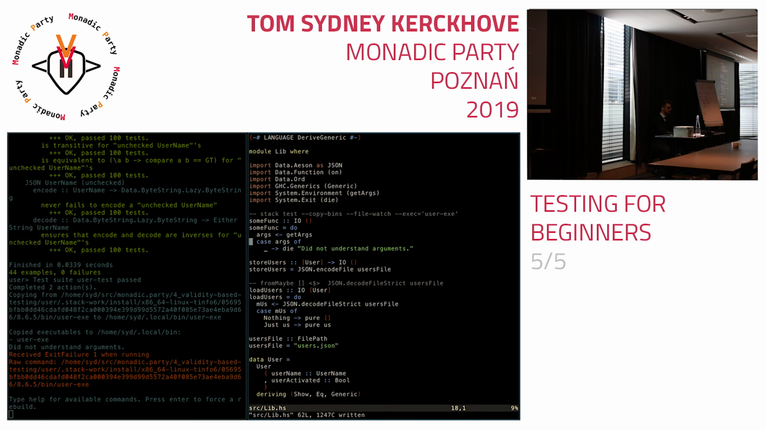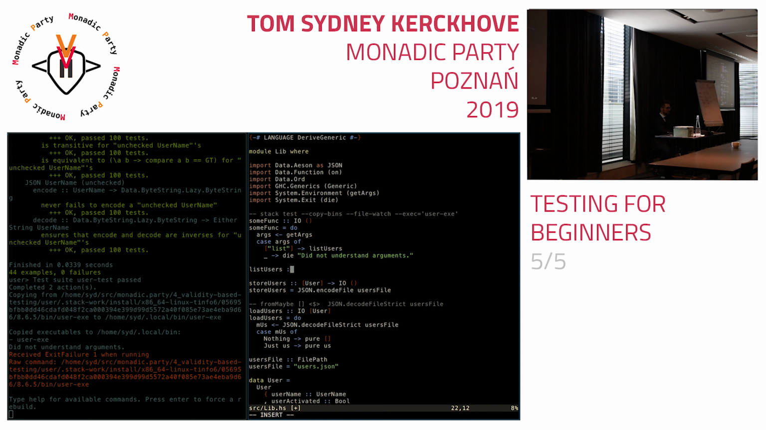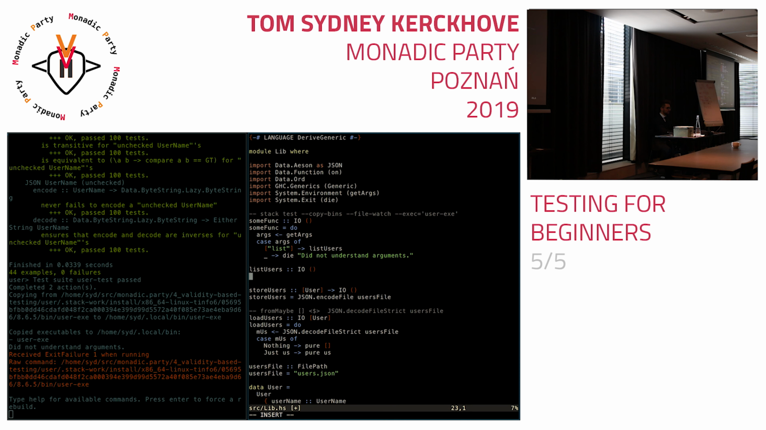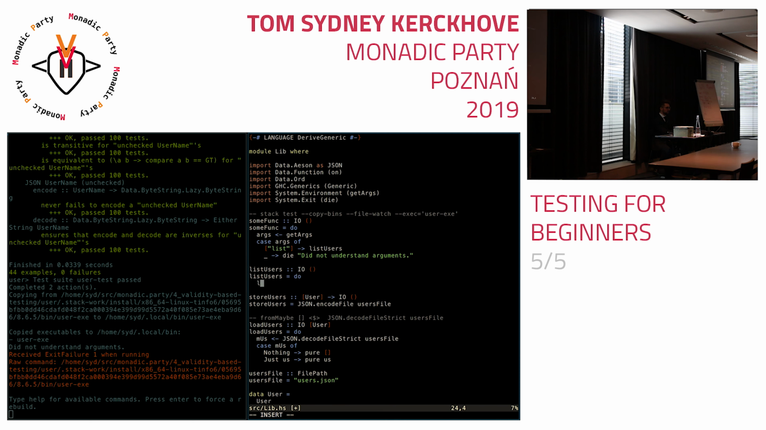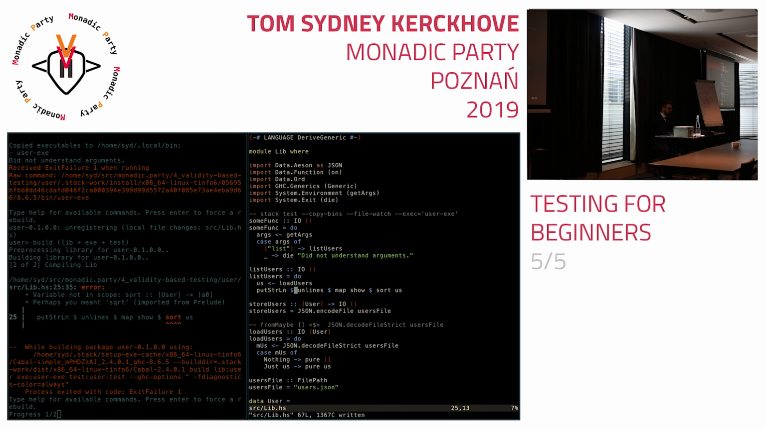All right, so now the first command I want to implement is called list. So if we case match on this arguments list, then let's say list users. And list users will be an IO action that just loads the users, sorts them, shows them, and then puts them in lines, these strings, and then outputs them to the command line. And sort is in Data.List.